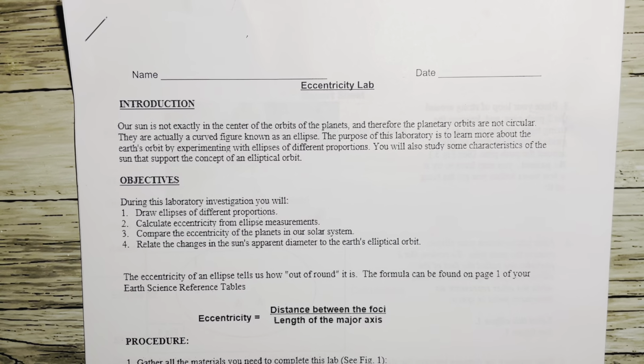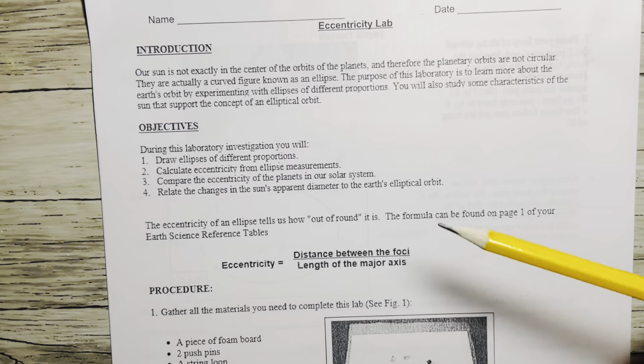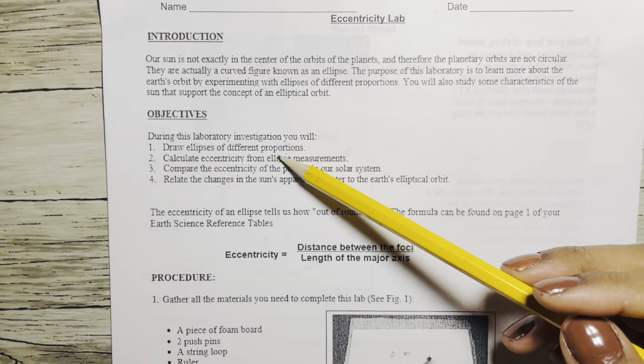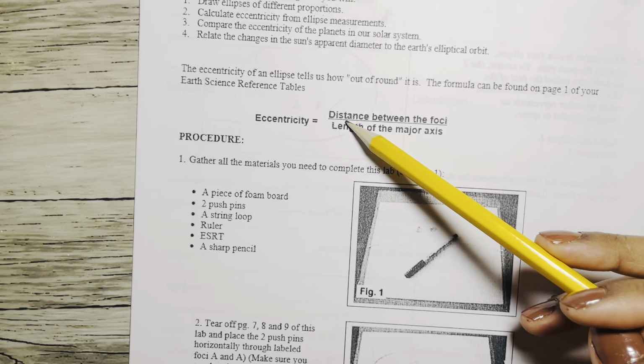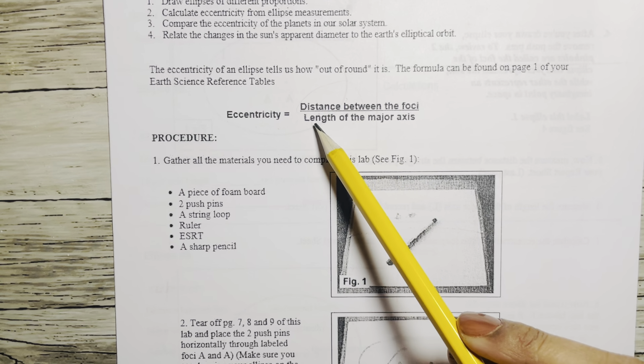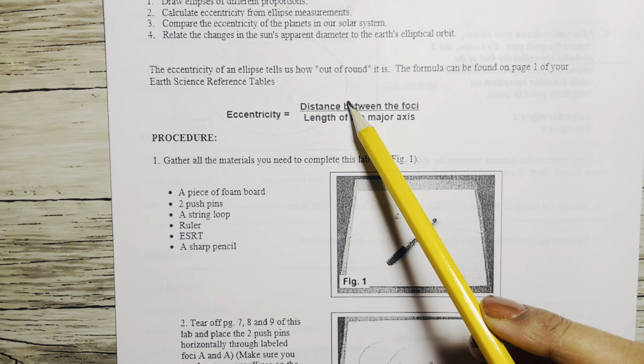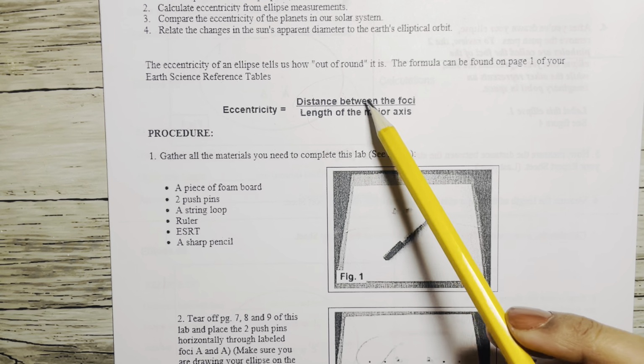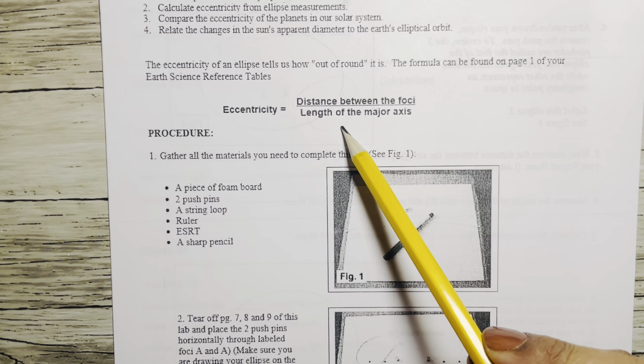Guys, so today we're going to talk about how to do the eccentricity lab. So let's get started. I want you to read the introduction and objectives on your own, and I want to start here. Notice that you're given the equation for eccentricity, and you can also find it on your reference table, page 1. And the equation for eccentricity is distance between foci divided by length of major axis.